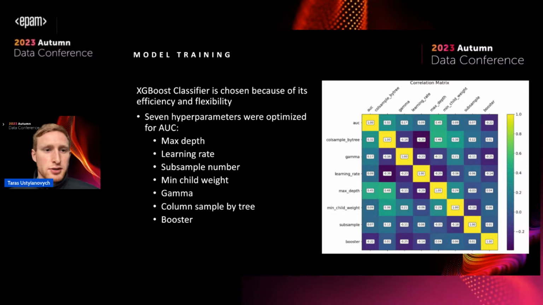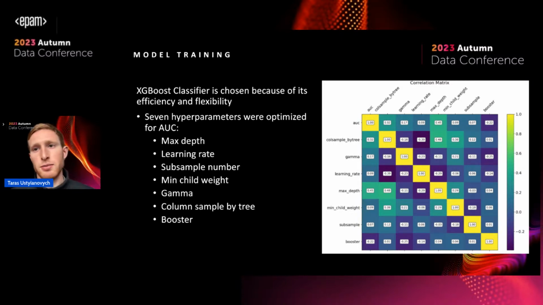Yeah, we decided to use the XGBoost classifier, because it's efficient, it's flexible, and we did some hyperparameter optimization for the AUC score. And as you can see, here is a confusion matrix. No, not confusion, it's a correlation matrix, which shows what are the most crucial hyperparameters. And as you can see, max depth is one of them. We also have booster type as crucial, and column sample by tree. That's cool.